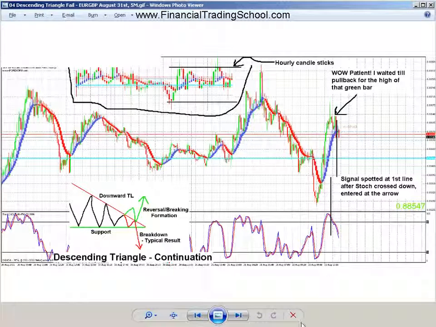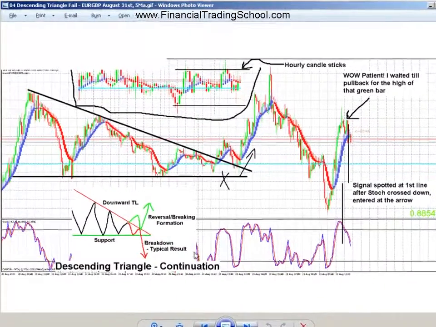On to the next example, we have another descending triangle, and this is not as obvious as before since the trend line is not drawn yet. So pause the video right now. 1, 2, 3, 4, 5. Hopefully you found it. It's right here.